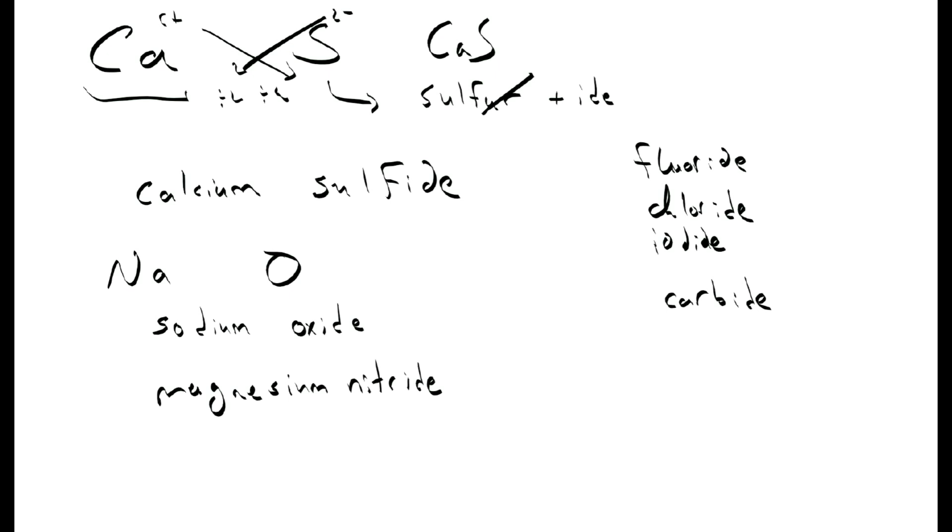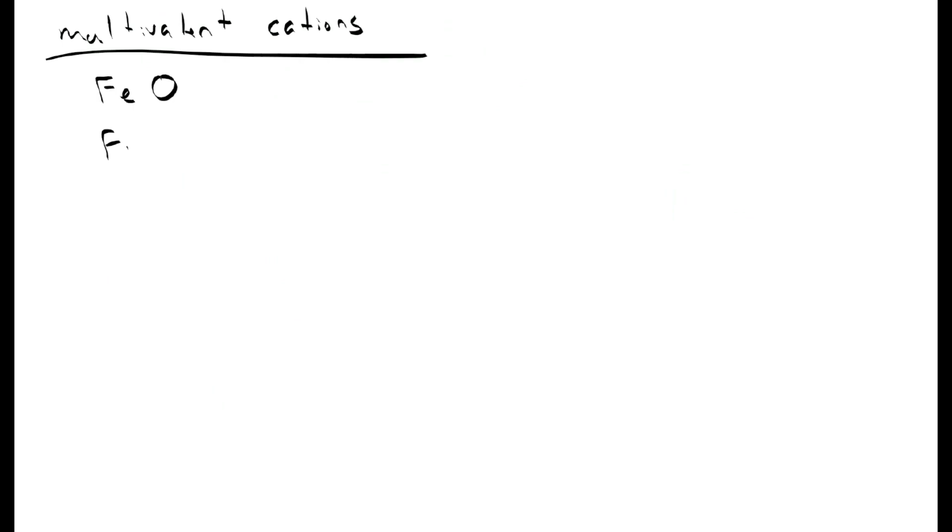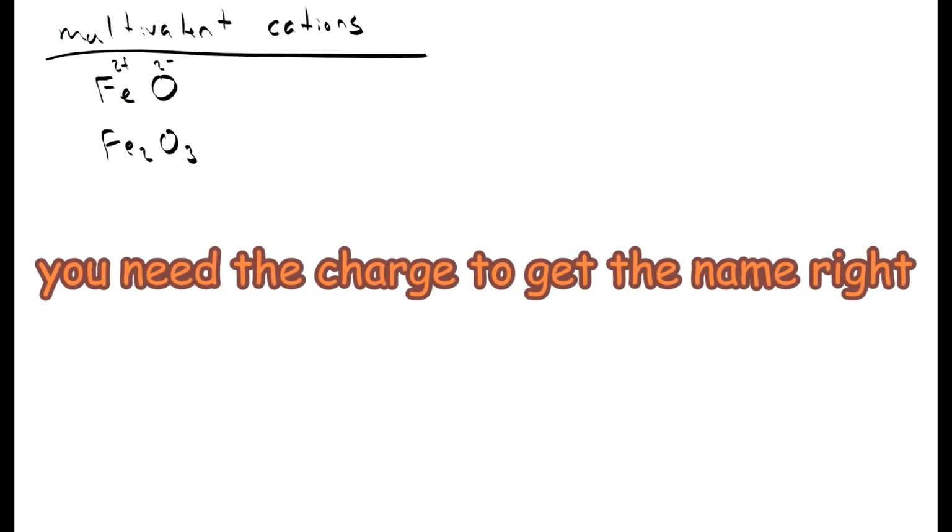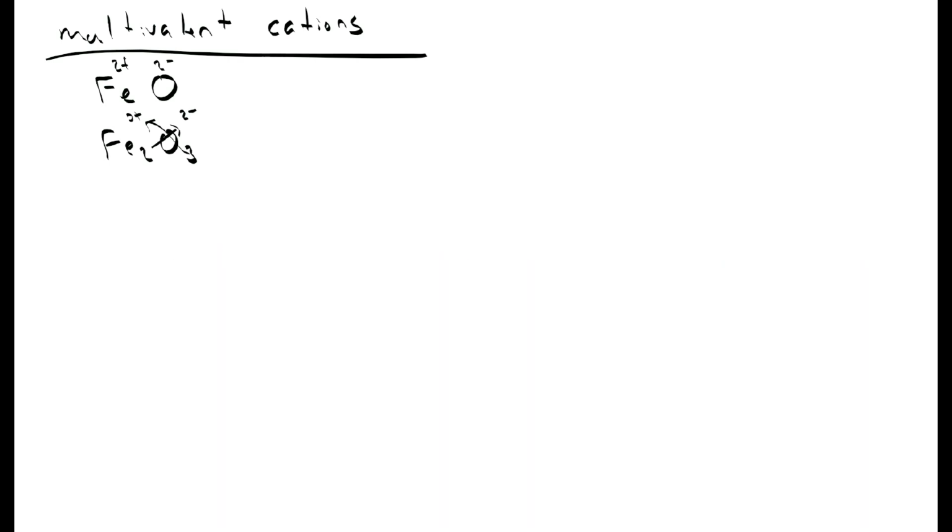All right, so now let's cover the case of the multivalent metals. So, multivalent cations. FeO, Fe2O3. Now, oxygen always has a 2- charge, so if this is a 1-to-1 ratio, this is going to have to be 2 plus in order to balance it out. And then for this, you can try reversing it, but you have to be careful because that doesn't always work. But in this case, it does. 3 plus and 2 minus. Those are the two ions you get for iron.